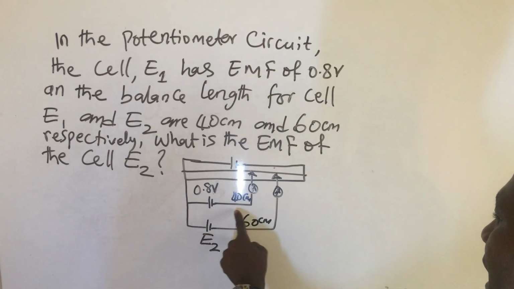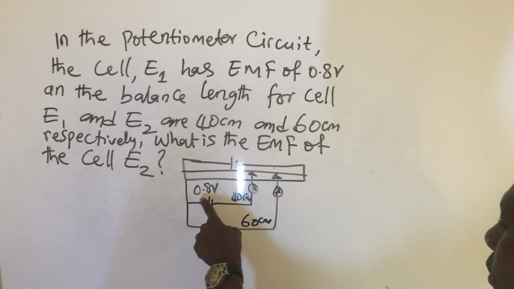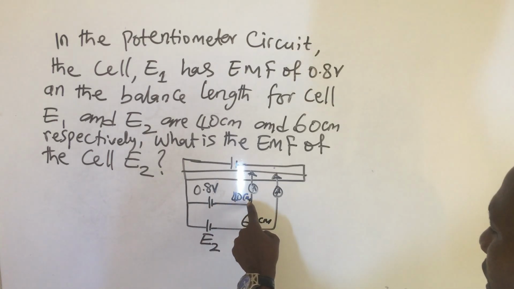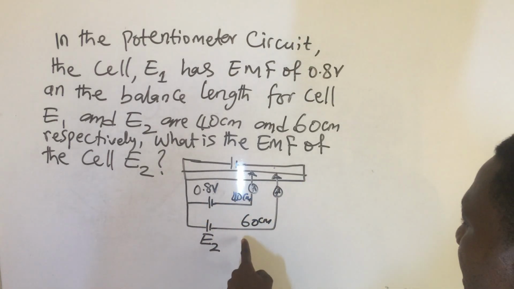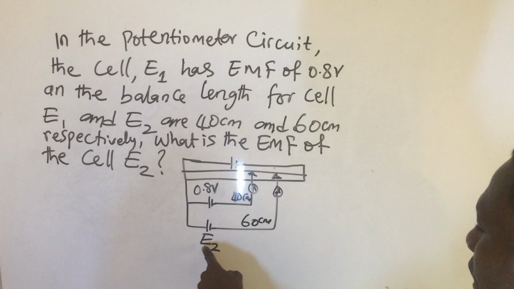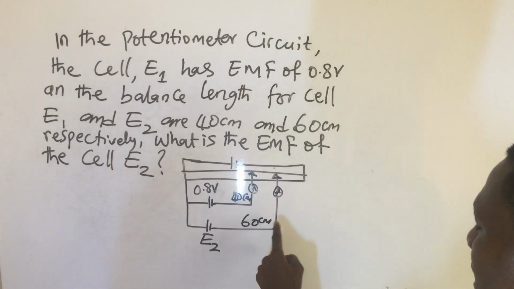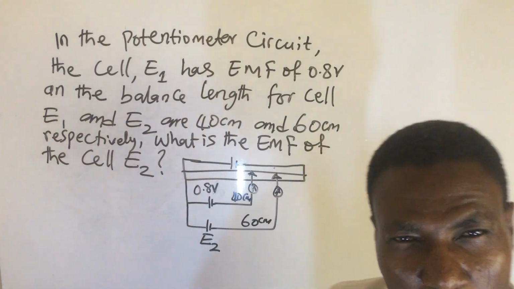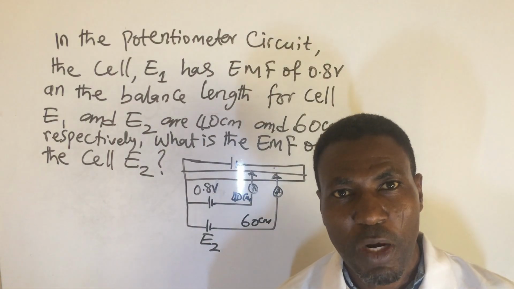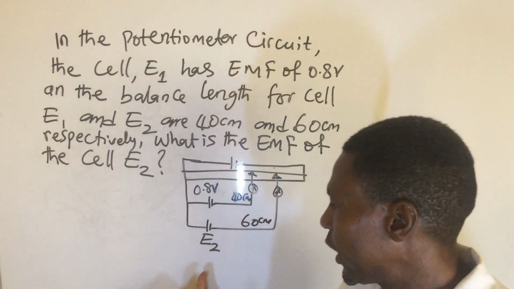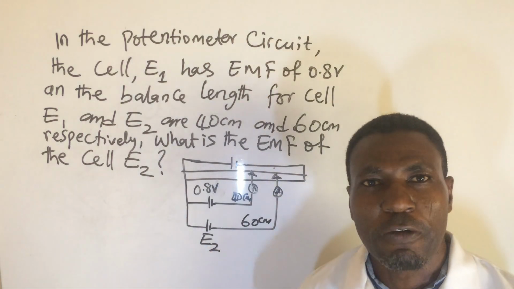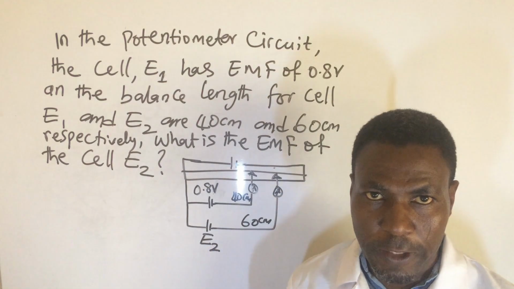Then the length and the balance point of this 0.8 volts battery is 40 cm. And the length of the balance point of this E2 is 60 cm. Now they're asking us the value of E2. Then we have a formula that we use to get the volts of this battery here, okay?